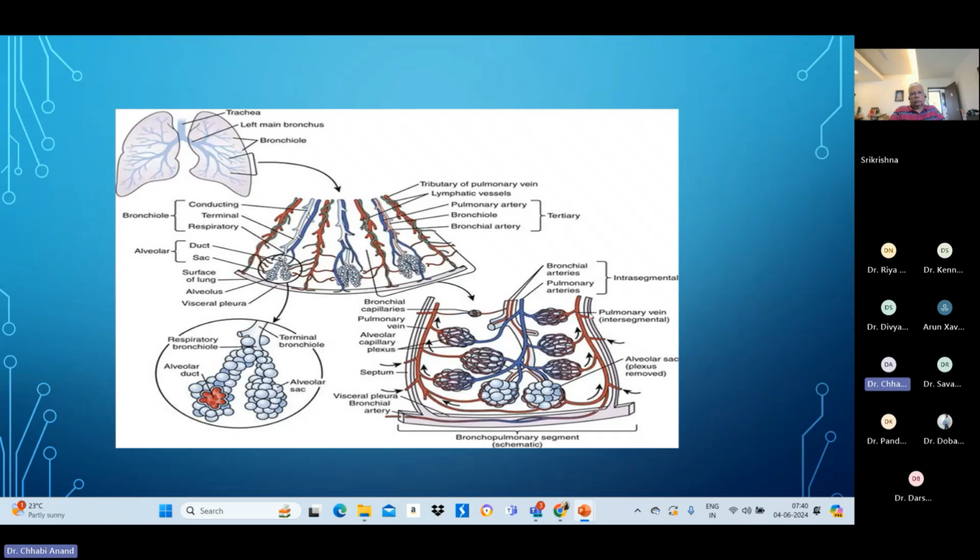This is the diagram showing bronchopulmonary segments. This is the pulmonary vein, which is going peripherally, and in the center there are bronchial arteries and pulmonary arteries, making capillaries with the pulmonary veins.